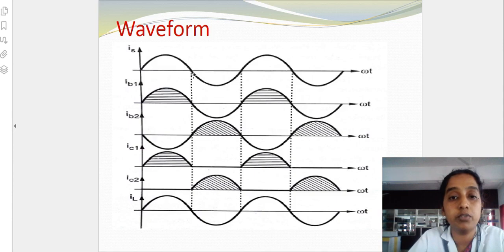So this is the input source current. This is the first output, and this is the second output for the base. This is the collector current of transistor 1, and this is the collector current of transistor 2. Hence at the output we get a continuous wave. So this is about the class B amplifier.